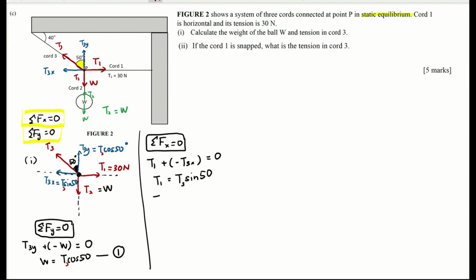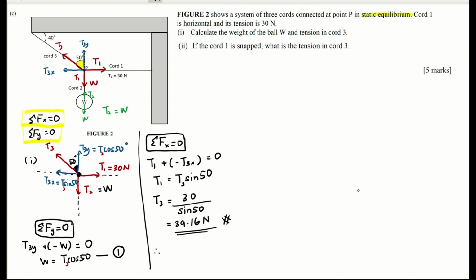So, from here you can find T3, which is T1, 30 Newton over sin 50. Okay, so T3 here, the answer is 39.16 Newton. So, ini saya dapat dulu jawapan untuk tension in cord 3, which is 30 divided by sin 50, so 39.16. Make sure your calculator in degree mode.